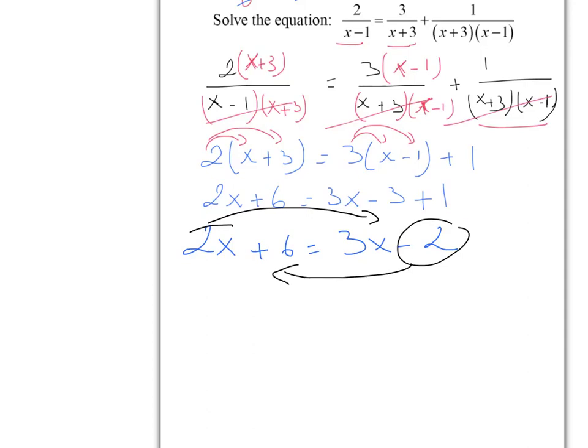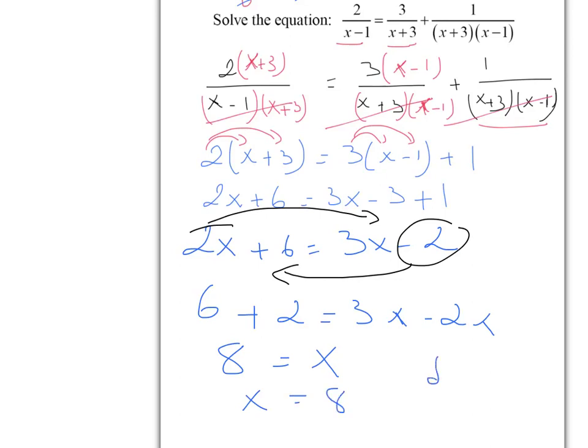So we're going to get here, what are we going to get here? Actually, yeah, 6 plus 2 equals 3x minus 2x. Here we have 8 equals x, and that means x equals 8. Okay? So the solution set will be 8. All right. I think you get the idea, and this is good enough to solve the equation. All right? Have a good day.